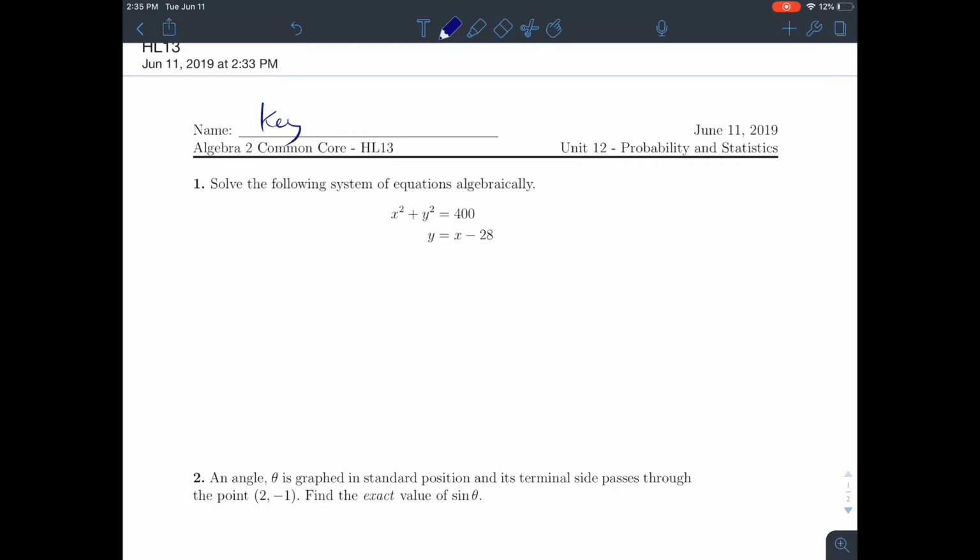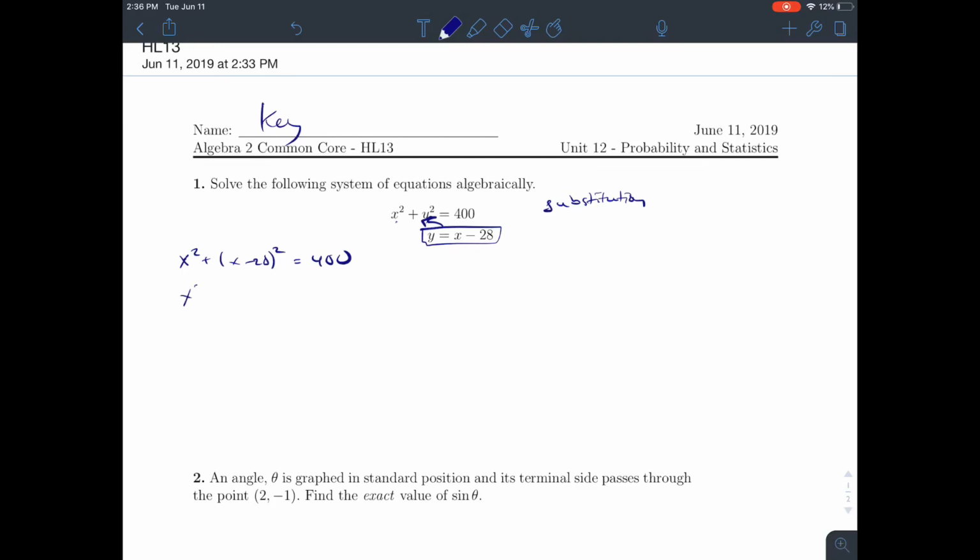So to solve this system of equations, because we've got x squareds and y squareds, and because y is already isolated here, it's going to be best to substitute in for y using the substitution method. So this is going to give us x squared plus (x minus 28) squared equals 400.